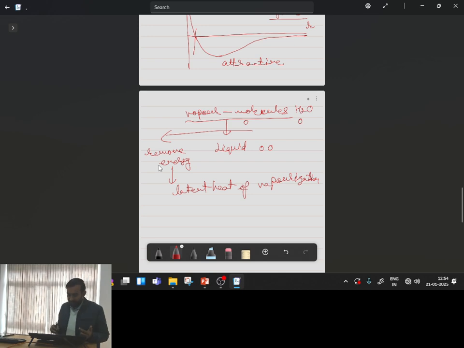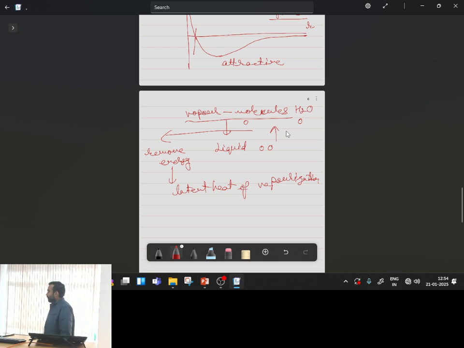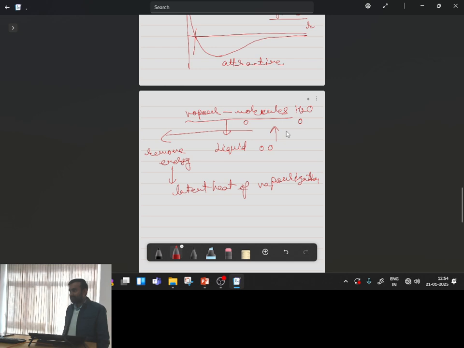On the contrary, if I have to do the reverse, say I have liquid water molecules but I have to convert these into vapor, what will happen? Typically liquid molecules are close enough to each other, so these have good attraction forces. We have to break their attraction forces, so in order to break them we have to supply energy, and that energy we supply will be equal to their latent heat of vaporization. Is this one clear?